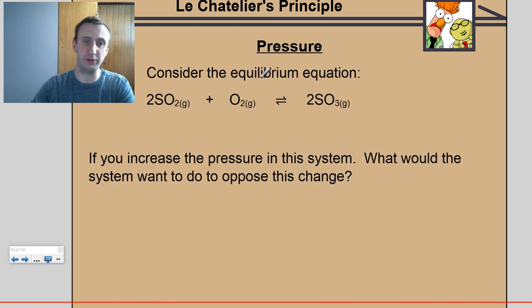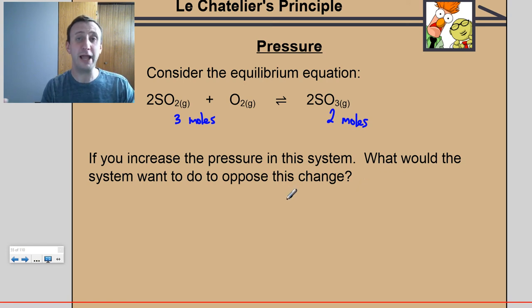So let's take a look at this equilibrium. Here I have 2 SO2 gas and O2 gas making 2 SO3 gas. So in terms of moles of gas in the reactants, I have 3 moles of gases. Well, in the products, I have 2 moles. So if I increase the pressure in this system, what would the system want to do to oppose the change? So I increase pressure, what direction will bring it back down? Well, to bring it back down, it shifts in the direction that has fewer moles of gas, because that would then cause pressure to decrease.